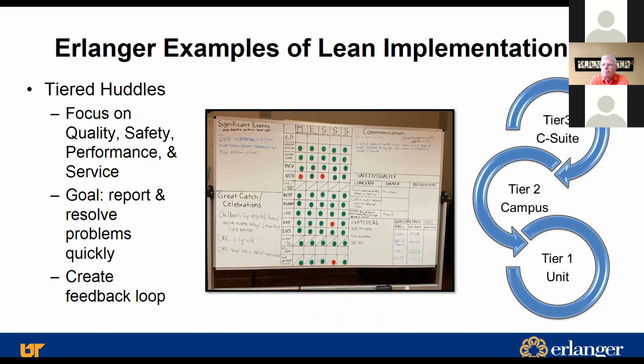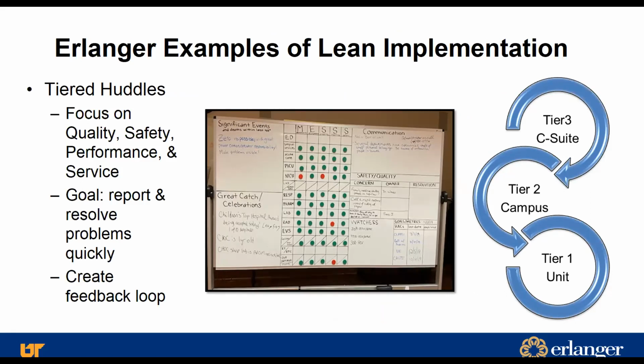The first one here is tiered huddles. You all might be aware of these or attend these. If you look at the graphic here on the right, there is a tier 1 huddle daily, and these are the unit huddles that are done at the unit level. Then the tier 2 huddle is campus-wide. For Children's, I believe this is at 9 o'clock, and for Baroness, it's at 9:30 every day. All of that rolls up into a tier 3 huddle, and that is when all the CEOs from all the different campuses report up to the C-suite.